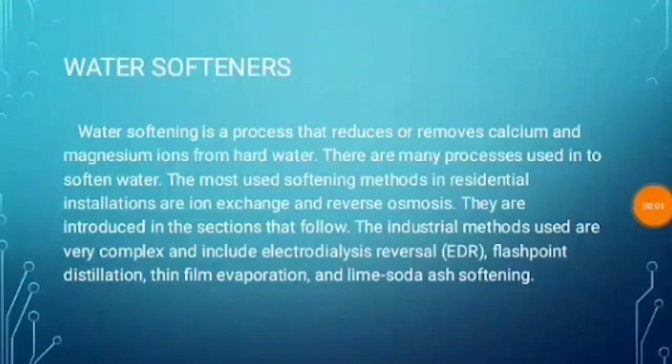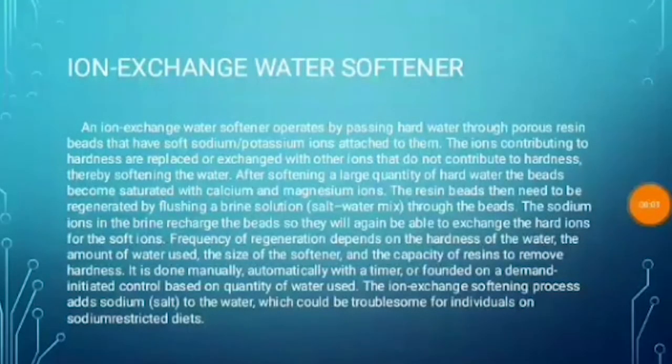Water softeners. Water softening is a process that reduces and removes calcium and magnesium ions from hard water. There are many processes used to soften water. The most used softening methods in residential installation are ion exchange and reverse osmosis. They are introduced in the sections that follow. The industrial methods used are very complex and include electrodialysis reversal, EDR, flashpoint distillation, thin film evaporation, and lime soda ash softening.